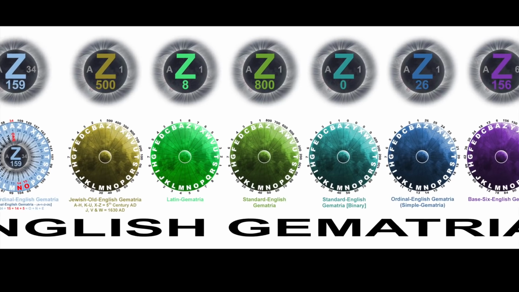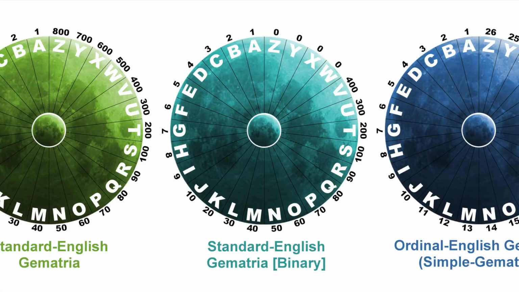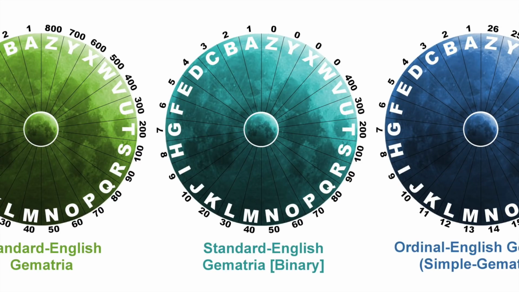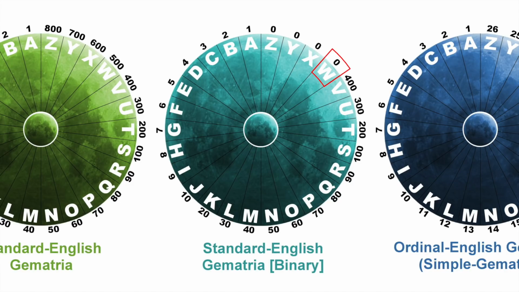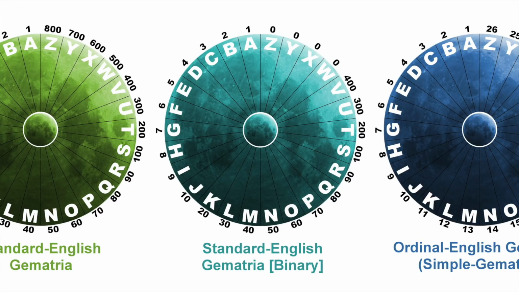Tim Cohen discovered that when using this form of Gematria, Prince Charles of Wales in English equals 666, with the W in Wales being the only letter equaling 0, and thus establishing its legitimacy as a form of Gematria, which I will repeat is known as Standard English Gematria Binary.